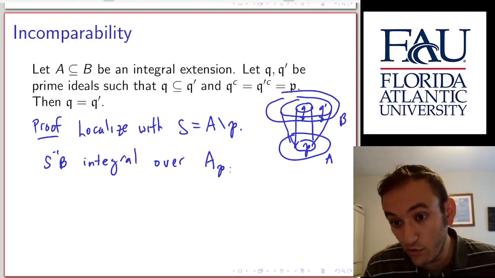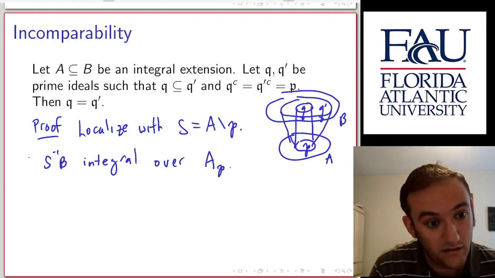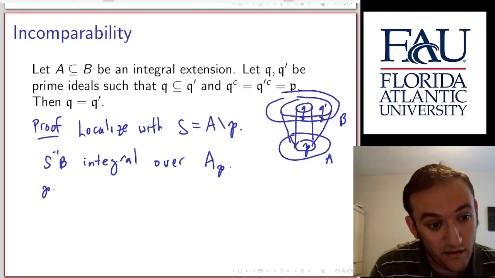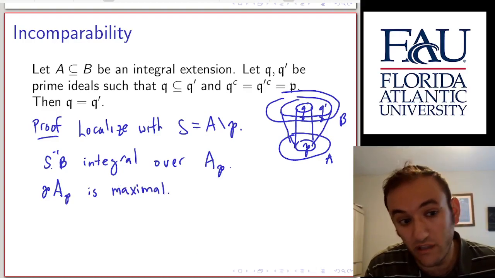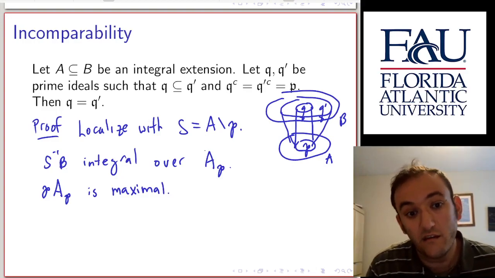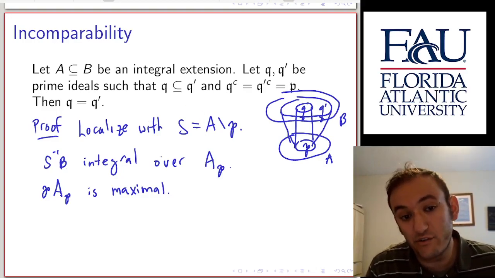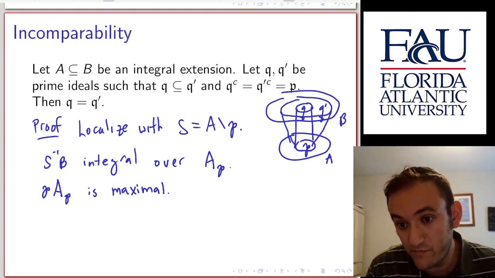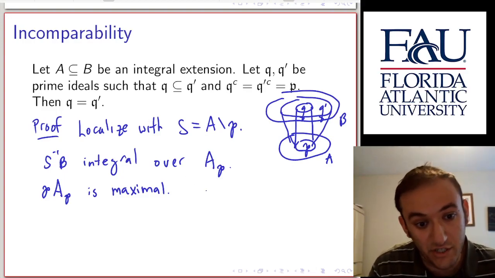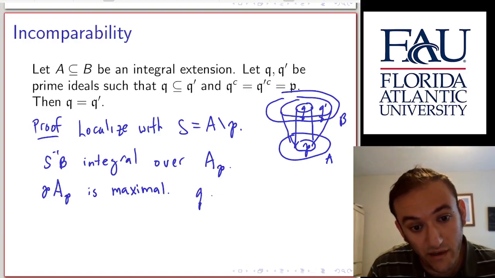And we know AP is a local ring with maximal ideal P. So the image of this ideal, PAP, is maximal. Furthermore, when we localize S inverse B, Q and Q prime, because they intersect A in P, they don't meet this multiplicative set. So they're going to be preserved by the localization.